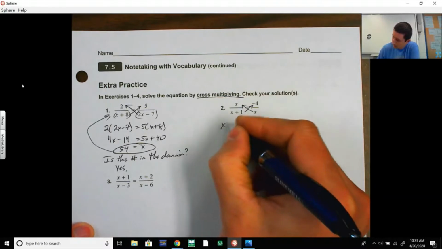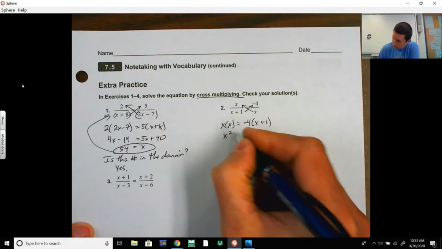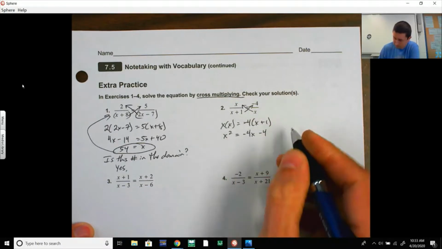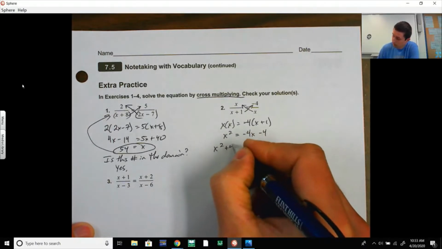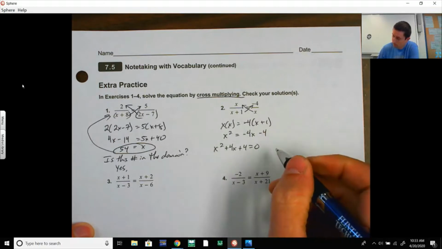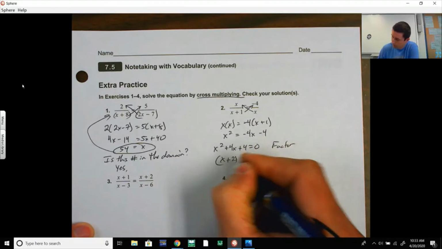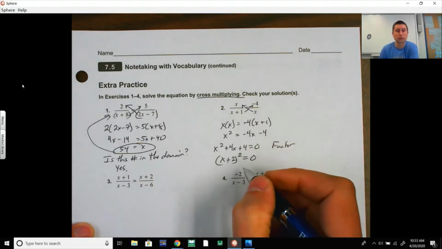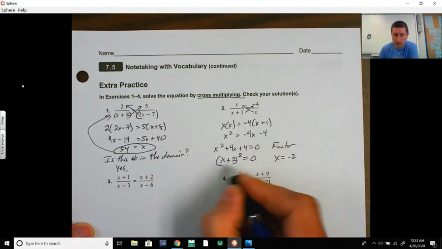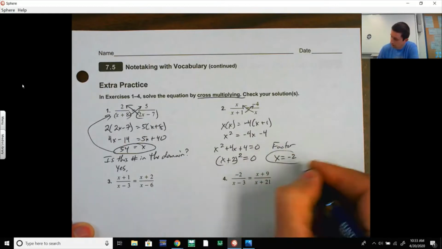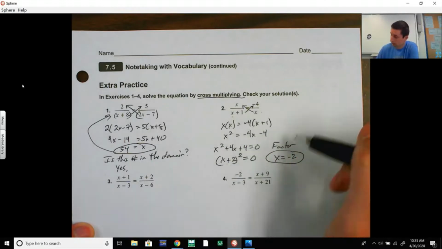So I get x times x equals negative 4 times x plus 1. There's your x squared equals negative 4x minus 4. You have a quadratic term, so bring everything to the left side. X squared plus 4x plus 4 equals 0. And now we have to factor it. What multiplies to 4 and adds to 4, and that'd be x plus 2. So x plus 2 squared equals 0 because it's x plus 2 times x plus 2. So we get x equals negative 2 as our solution because that's when this equals 0. Negative 2 plus 2 equals 0. Go up, check it. Okay, it's everything except negative 1 and 0 for our domain, so this is okay.